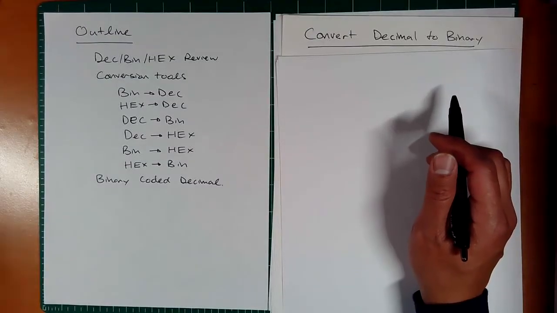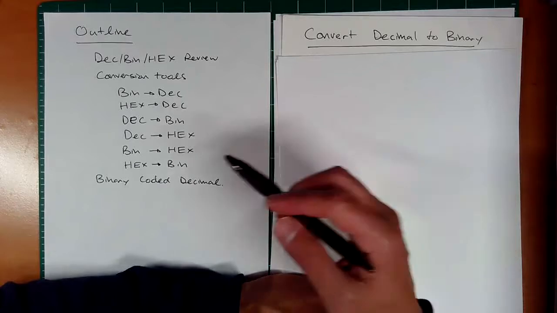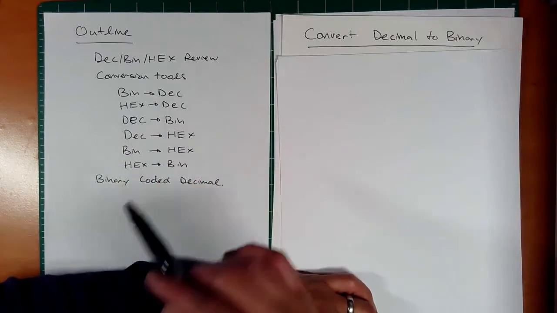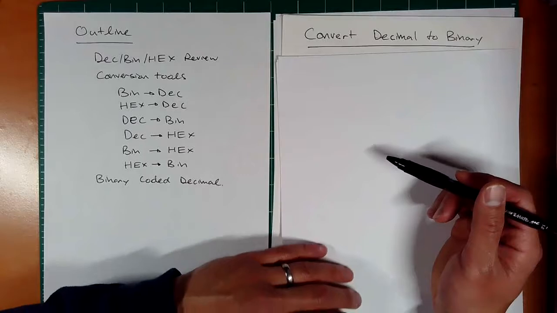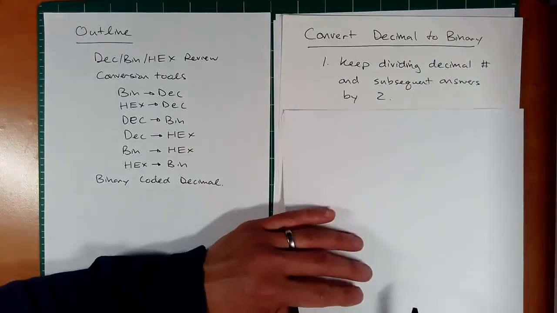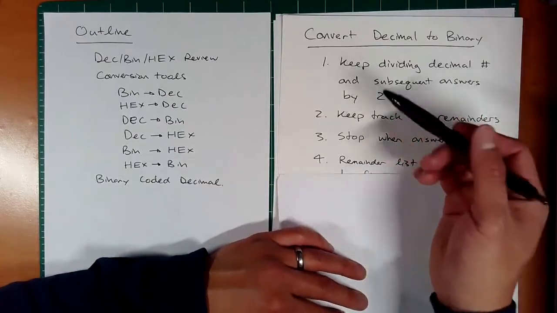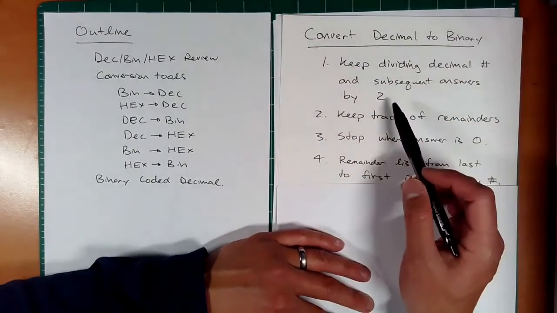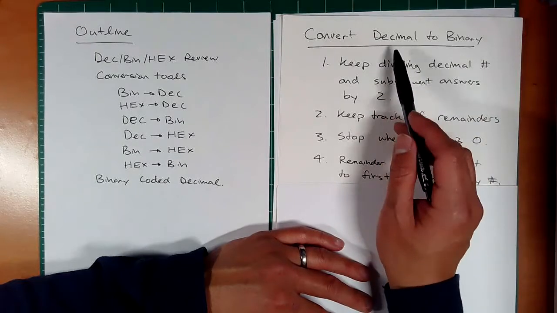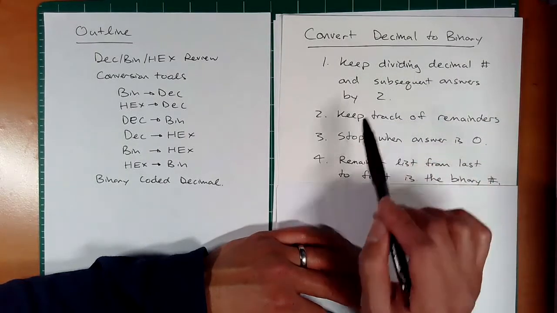Hi, this is ET370, Lecture 11, Part B, and here we're going to show you two algorithms that convert decimal to either binary or decimal to hex, and they're very similar, okay? So let's look at this very simple algorithm, and I'm going to give you the steps. Now, the steps are not going to really make sense until we do some example, but let me list them and then apply them. So the idea is you're going to start with the decimal number, and you're going to keep dividing that number and any subsequent answers by the number 2.